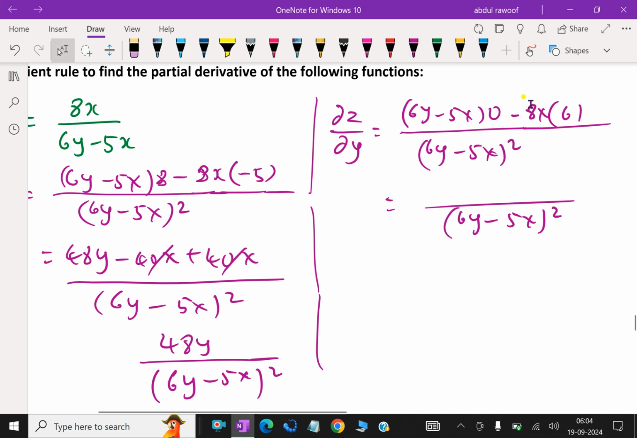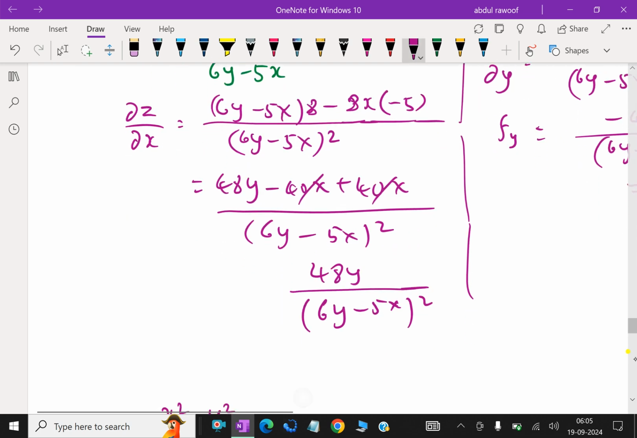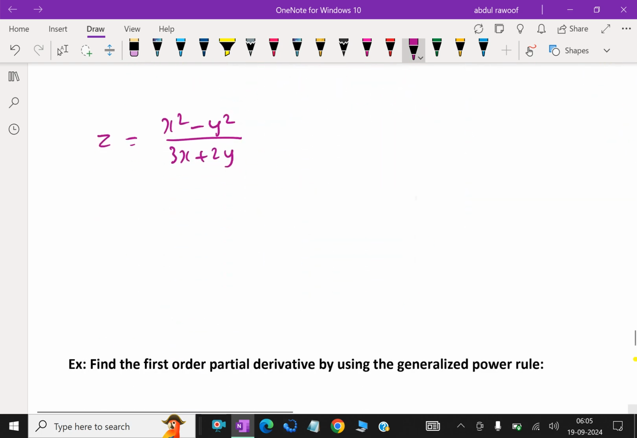This becomes 0. First part is 0, then second minus 48x. This is dou z by dou y. We can write this as fy also. This we can say fx.